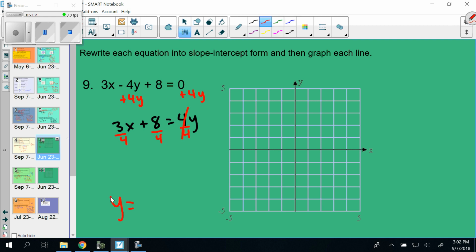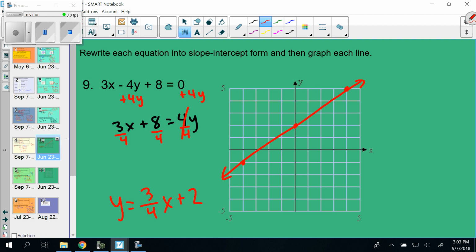So now we'd have y equals 3/4 x. Since 4 doesn't divide into 3, we'll leave it as a fraction. 8 divided by 4 is 2. Now to graph, okay, we talked about this. Look at your y-intercept, find where 2 is. Use the slope to get the other points. We're going up 3, right 4, or you could go down 3, left 4, connect them, and we've got our line.